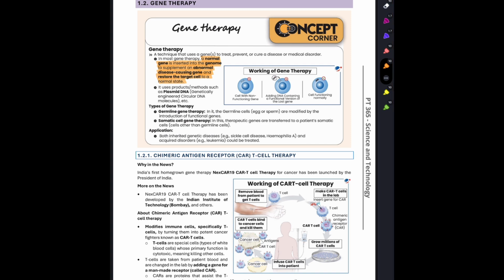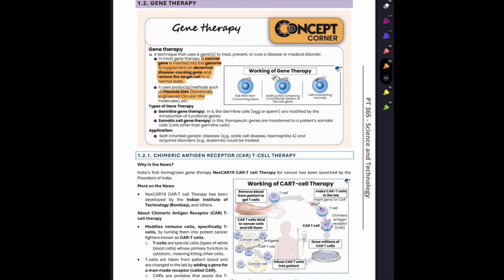So, in most gene therapies, we usually follow the norm that the normal gene is inserted into the genome to supplement or augment the abnormal disease-causing gene so that we could restore the target cell to the normal state. So we're just trying to insert a gene to supplement the abnormal disease-causing gene. Gene therapy uses products or methods such as plasmid DNA, genetically engineered circular DNA molecules, etc.